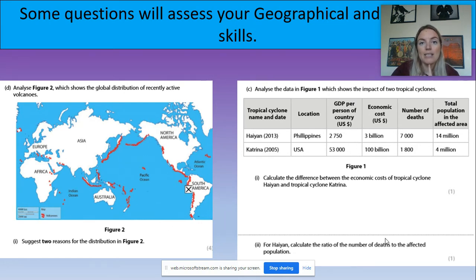I've also put on an example of the numeracy element that you have in the exam. So here we've got some data on tropical cyclones, and it asks you to calculate the difference between the costs, and it also asks you to calculate the ratio. So you will find a lot of our topics link very closely with the work that you do in English, maths and science, and they're all transferable.